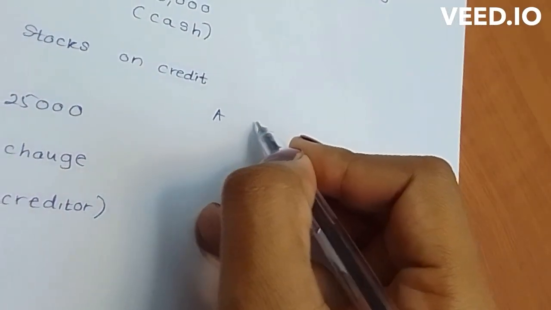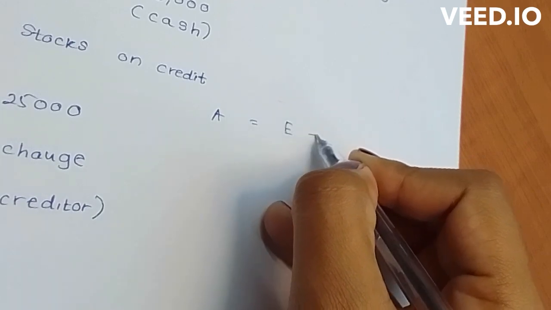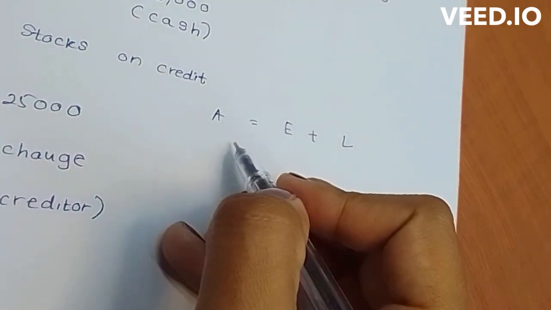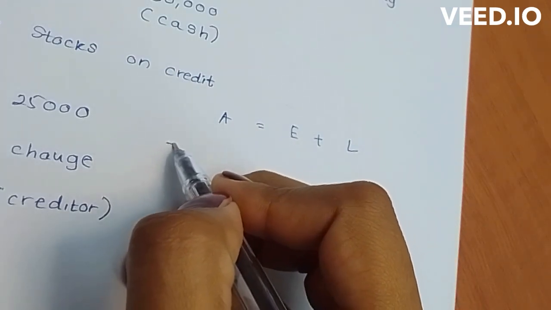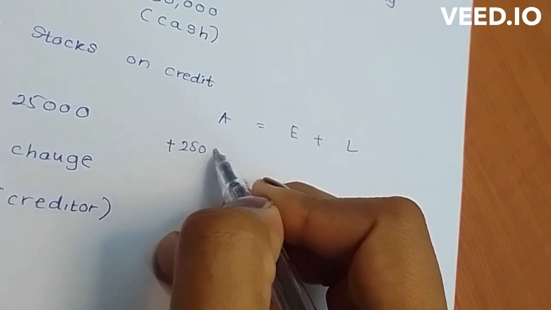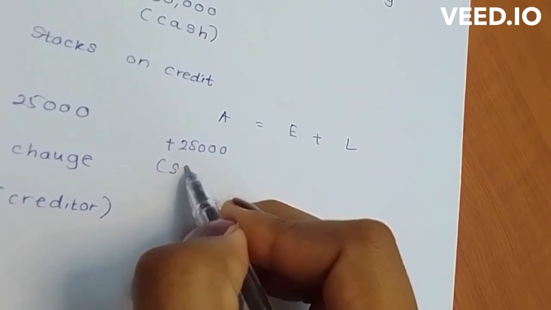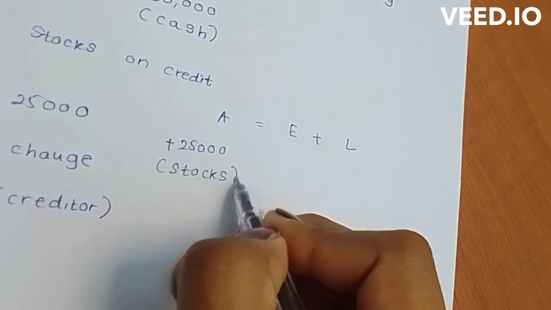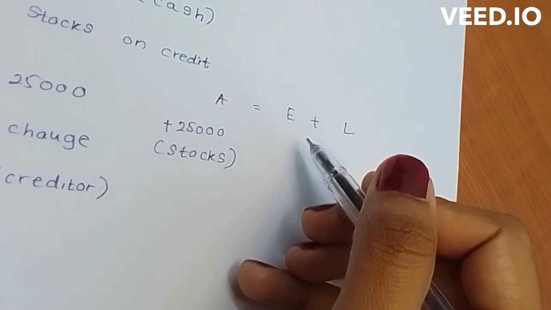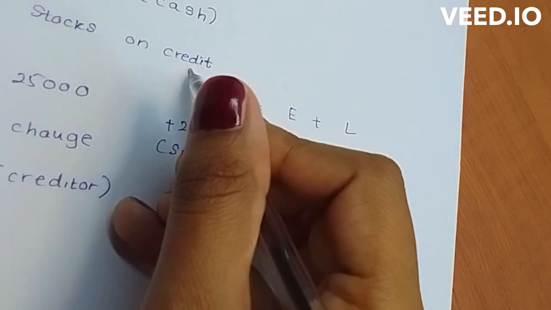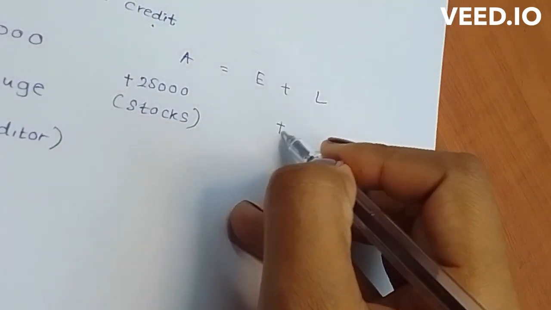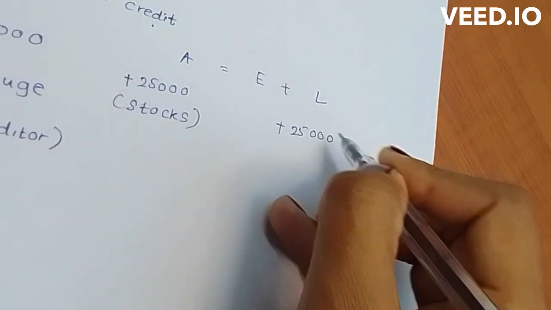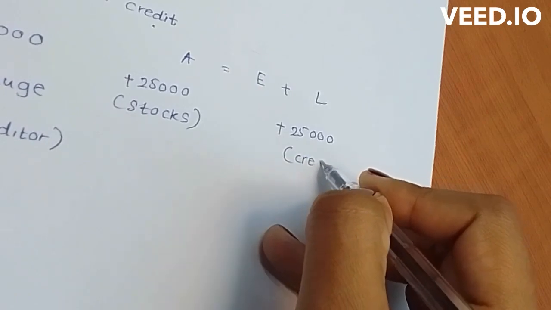Okay, and then we'll see how we can show this in the accounting equation. When we purchase stocks on credit, we are getting stock worth rupees 25,000, within brackets stocks. And since we are purchasing on credit basis, we are getting a creditor, plus 25,000, within brackets creditor.